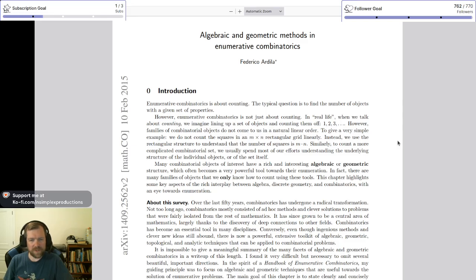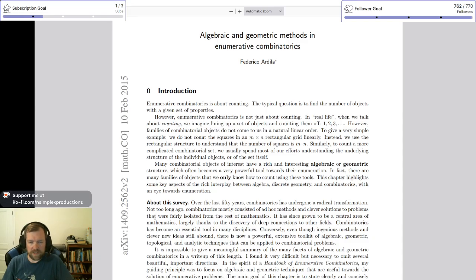About this survey: over the last 50 years, combinatorics has undergone a radical transformation. Not too long ago, combinatorics mostly consisted of ad hoc methods and clever solutions to problems that were fairly isolated from the rest of mathematics. It has since grown into a central area of mathematics, largely thanks to the discovery of deep connections to other fields. Combinatorics has become an essential tool in many disciplines. Conversely, even though ingenious methods and clever new ideas still abound, there is now a powerful, extensive toolkit of algebraic, geometric, topological, and analytic techniques that can be applied to combinatorial problems.